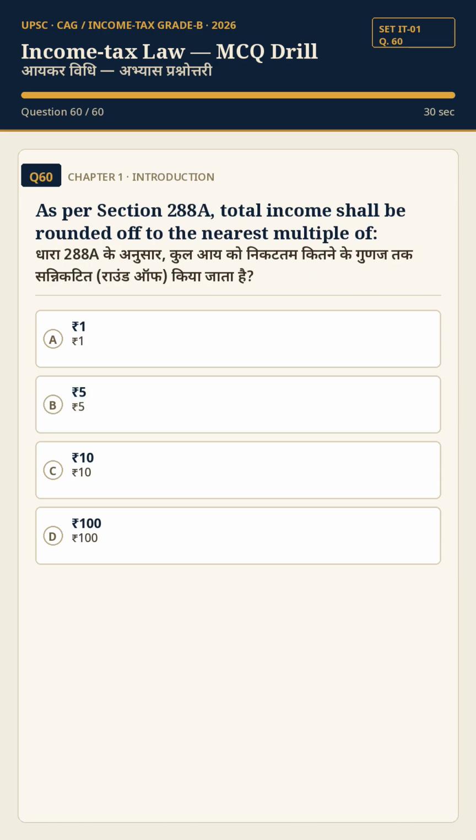Question 60. As per section 288A, total income shall be rounded off to the nearest multiple of: Option A, ₹10. Option B, ₹100. The correct answer explanation. Total income is rounded off to the nearest multiple of 10 rupees, ignoring any part consisting of paise.